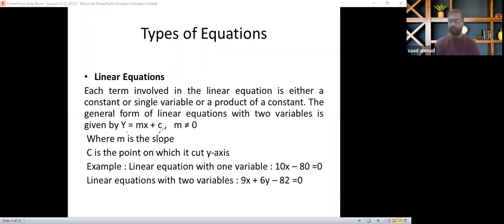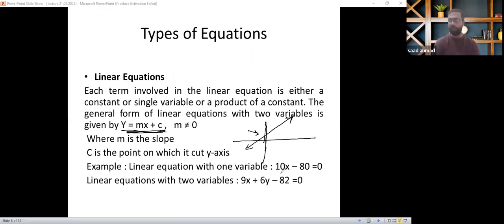Like the linear equations that we just learned before, the equation of a line, y equals mx plus c, right? Let's say m is the slope and c is the y-intercept. Its graph looks like some random line, and this line is represented by this equation. It's true for some particular values of x and y. It's not true for all the values of x and y.